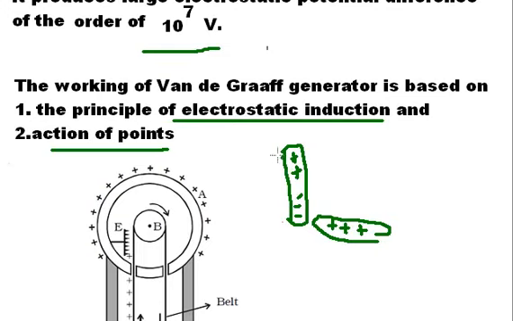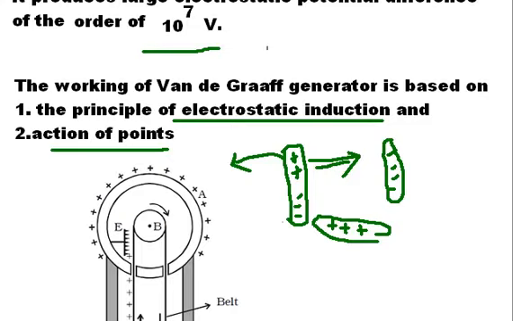Suppose a connection is made and these positive charges are removed, then this neutral rod becomes charged, that is, it will have negative charges on it. So without any contact, we produce the charges. This is the electrostatic induction.